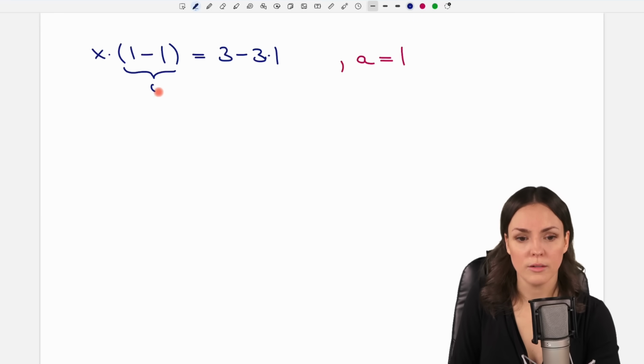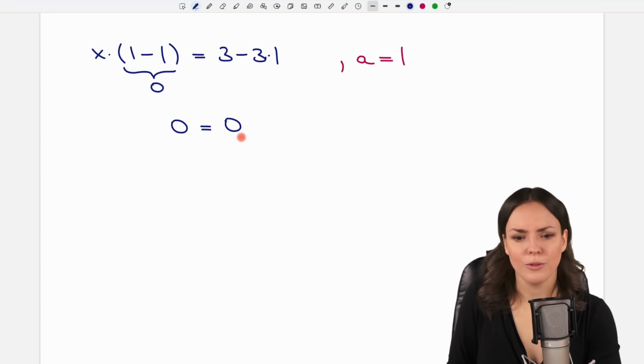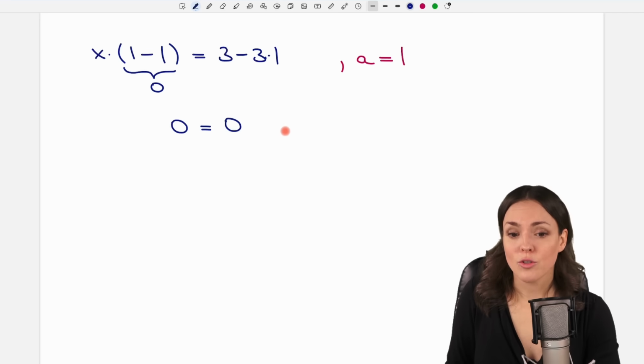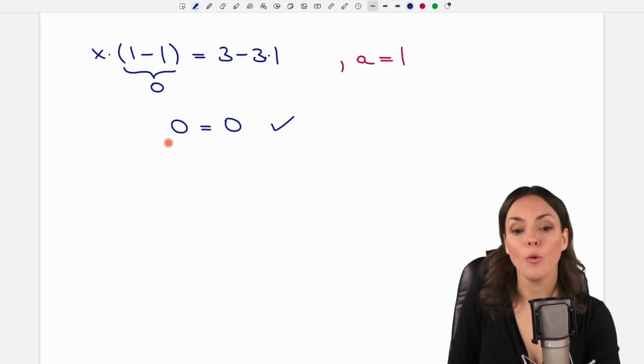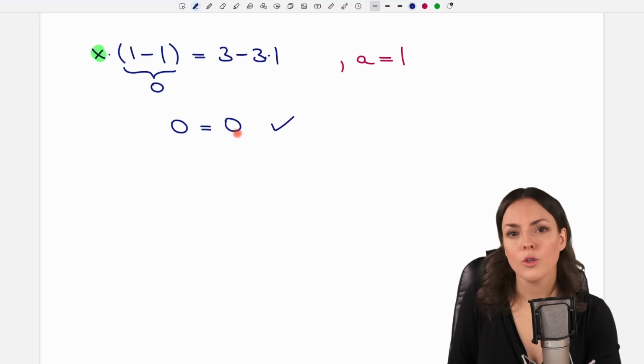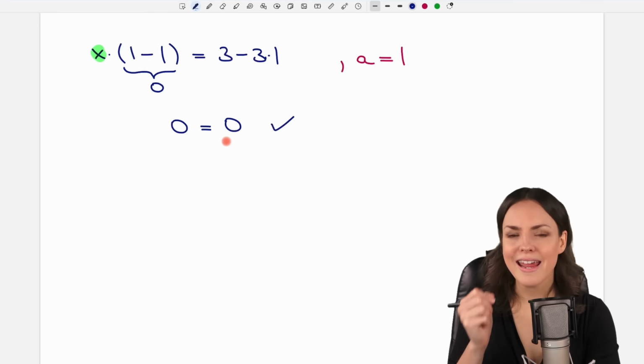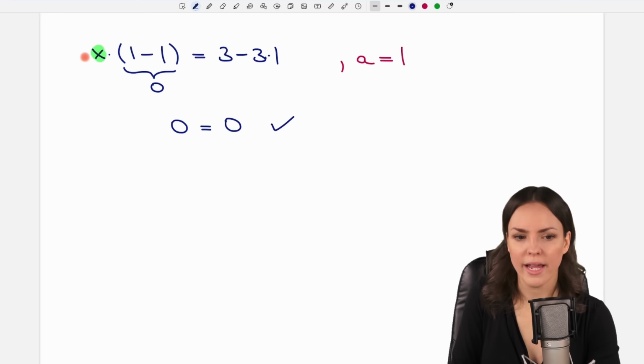1 minus 1 equals 0. So I have x times 0 here, which just equals 0. And on the other side, I have 3 minus 3, which also equals 0. 0 equals 0. What does that tell me now? Well, it's a true statement, right? So this means that no matter what I insert for my x, I will always get a true statement. So I am allowed to insert every number for my x.